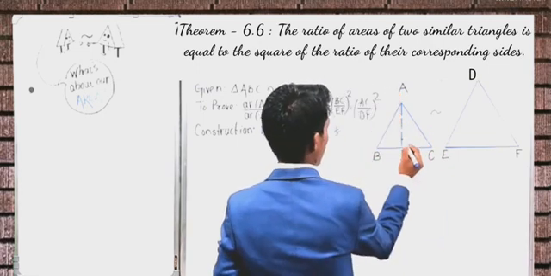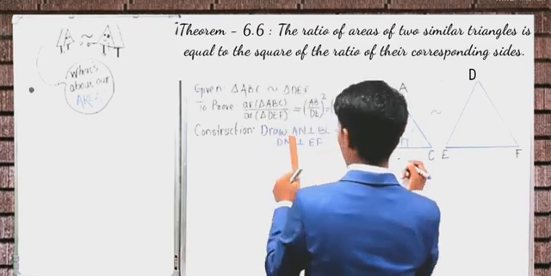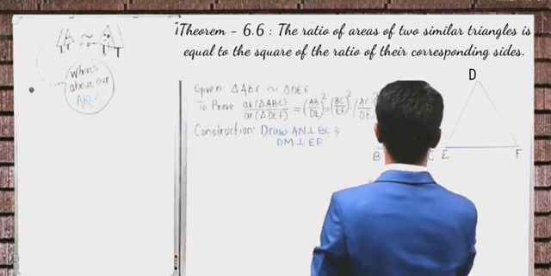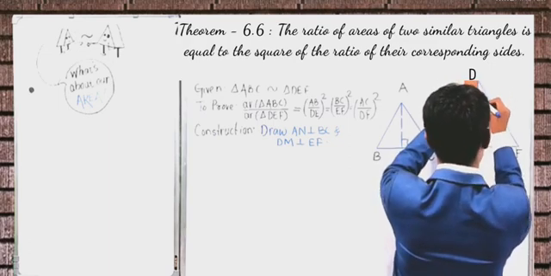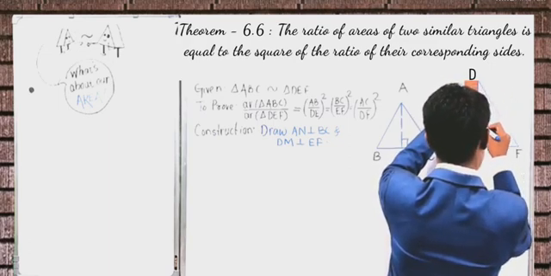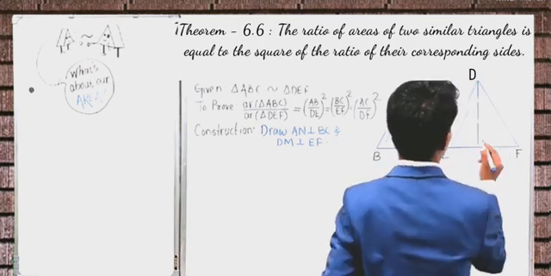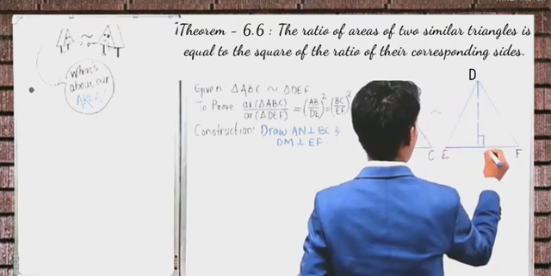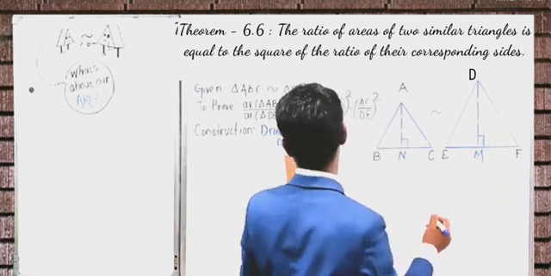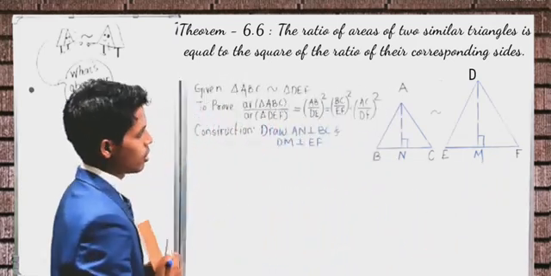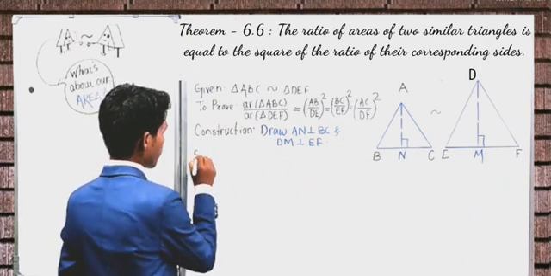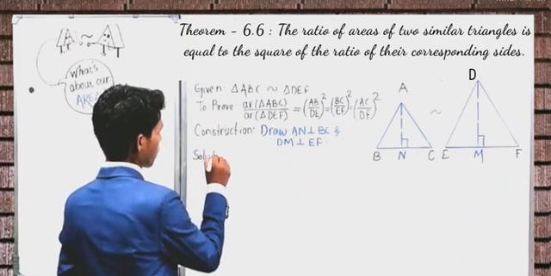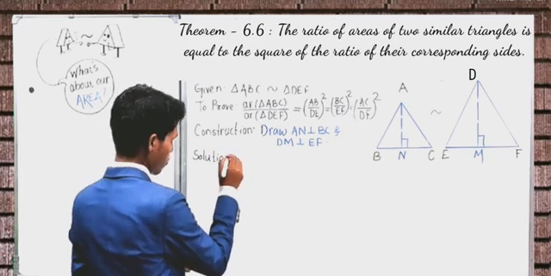This is the perpendicular, as we have named it AN, and here is the other perpendicular, and its name is M, as we had written in the construction. Okay, let's move to the solution or proof.